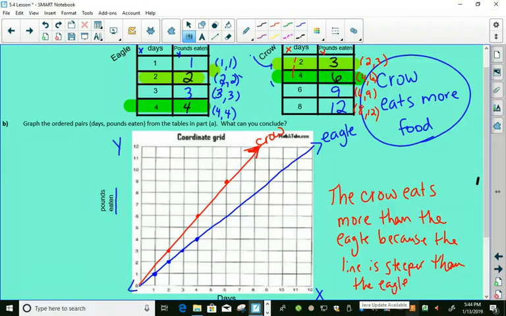Okay, so we're looking at the different lines and how steep they go. And then you can actually compare. So a graph can tell you a lot of the same information a table can, but you have to be able to know what you're looking at. The steepness of the line is important.